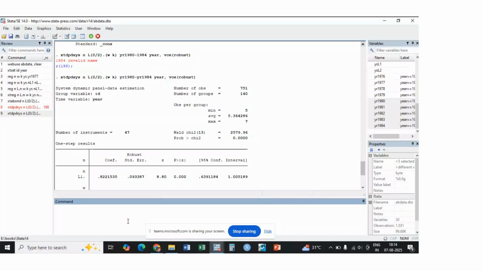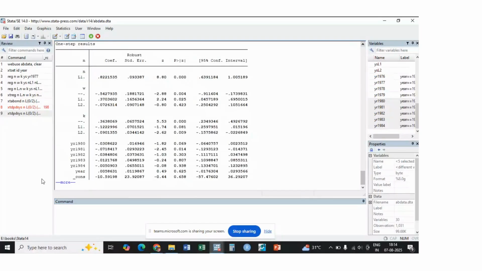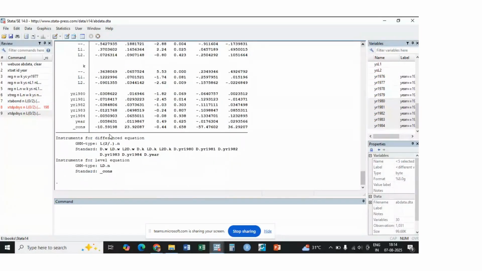Now the next thing to do. So there are two post estimation commands. Here also you look at the number of instruments that are created. 47 instruments were created. And where are those instruments coming from? These are the instruments coming from the specification that we gave, and these are the instruments that were created by the model.